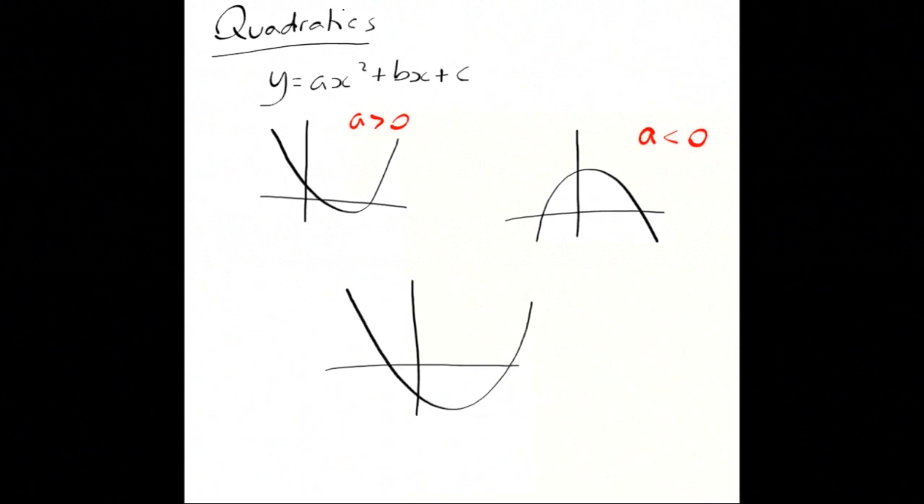Another thing that we can see is c. c is the y-intercept. That's where it crosses the y-axis. So you could read that straight away from your equation.